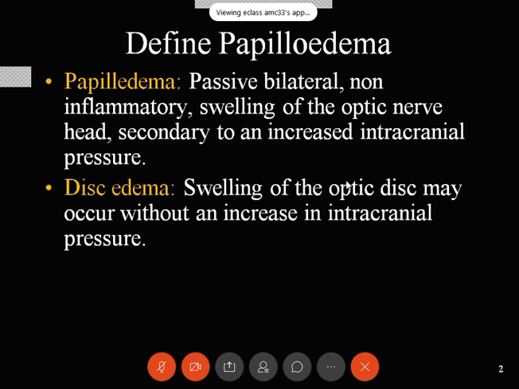We differentiate papilledema from other disc edema. Disc edema is swelling of the optic disc that may occur without increased intracranial pressure. When edema or swelling of the optic disc is secondary to raised intracranial pressure, it is papilledema. Disc swelling that occurs without increased intracranial pressure is disc edema. It is not papilledema.